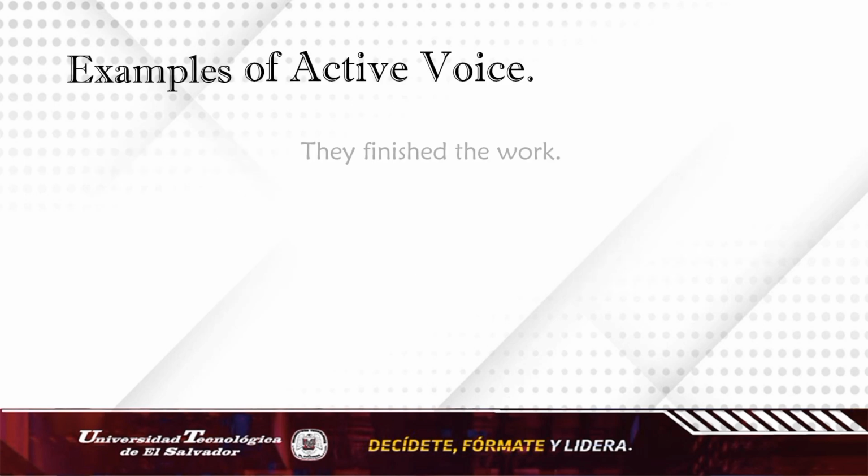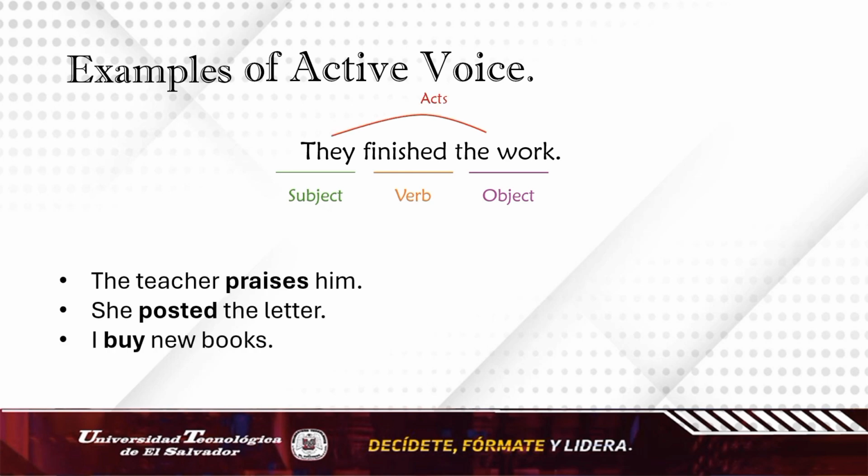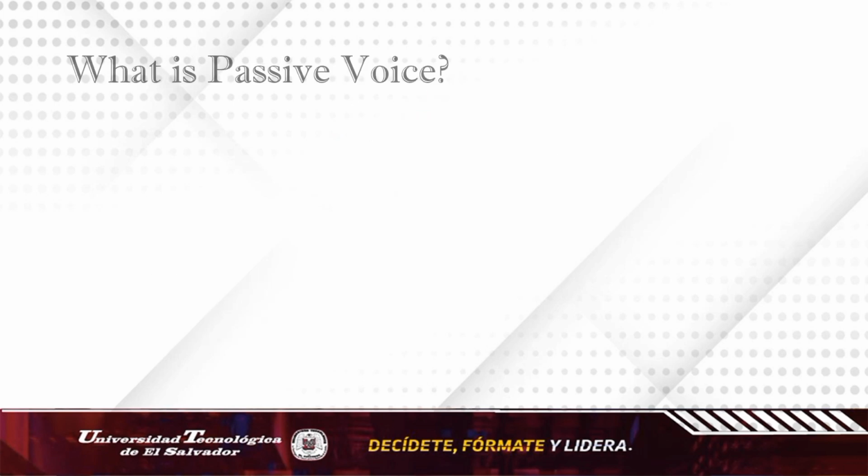For example, they finished the work. In this sentence we have a subject, a verb, and an object. And in this case, the subject they acts on the object work. And here are other examples. The teacher praises him. She posted the letter. I buy new books. What is passive voice?